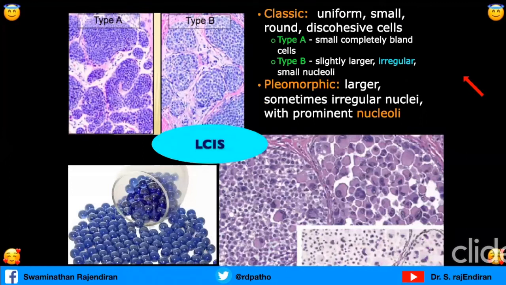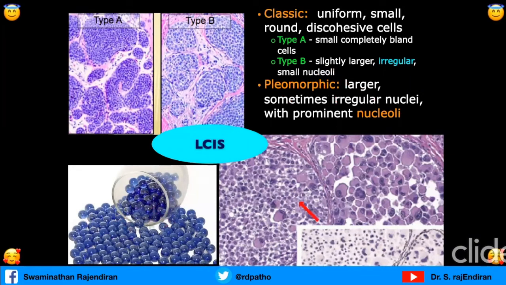And LCIS has many types: classic and pleomorphic. Classic is made up of uniform cells, small, round, discohesive. They look like a bag of marbles, or like here, a bottle of marbles. Very nicely seen: uniform cells, small blue cells. They are divided again into two types. Type A is small, completely bland cells, whereas in type B there is some variation in the nucleus. So this is type A LCIS.